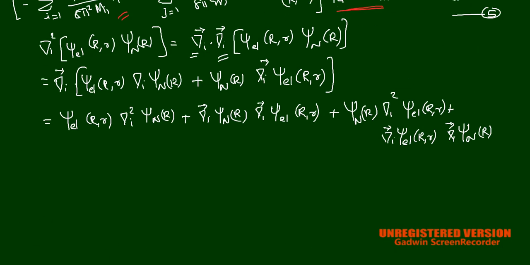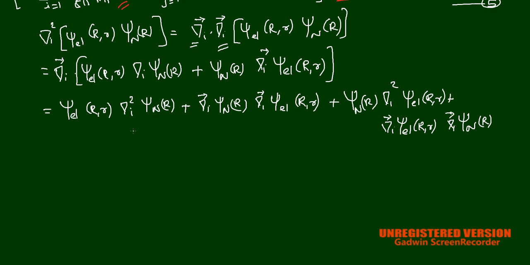So in this expression also, wherever we have used del i and del i square, they will operate only over the capital R only. That is very important. Del i and del i square operate over R only.